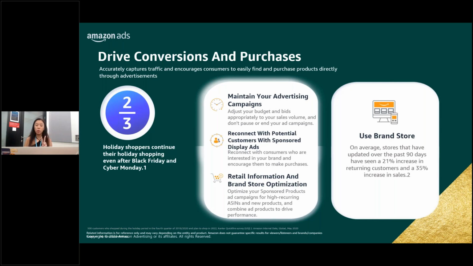Secondly, you also want to reconnect with your potential customers with sponsored display ads. So under sponsored display, you can choose a targeting method under Amazon Audiences, which are essentially views remarketing or purchase remarketing. So for views remarketing, they are people who have viewed your ad before, but they just somehow forgot to buy, didn't buy. You can retarget them.